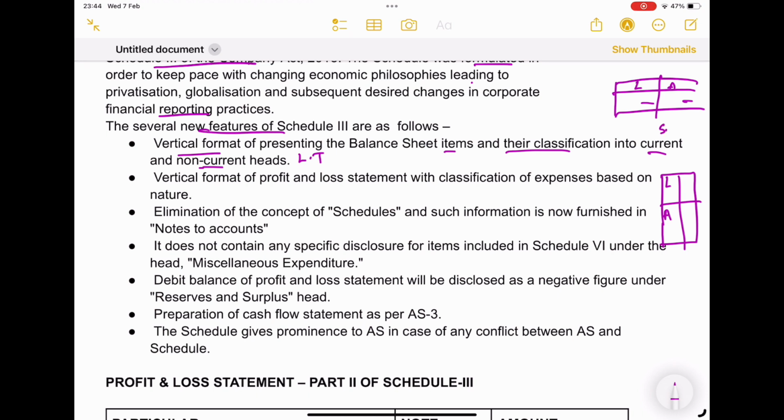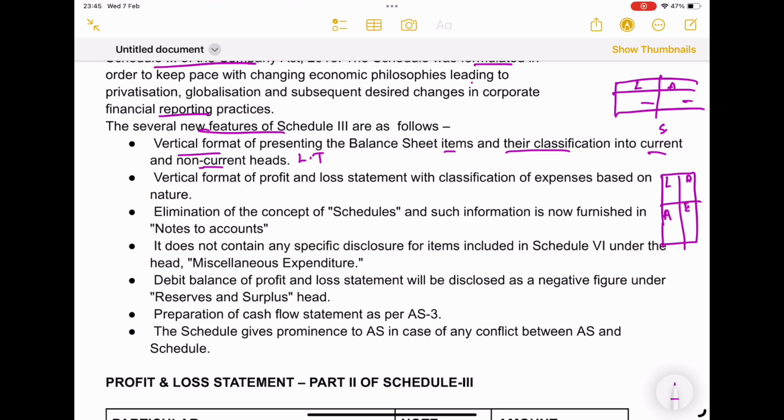Okay, you should know all these things, right? So next, vertical format of P&L account. In the same way, vertical format means one side revenue, then all the expenses will be identified.